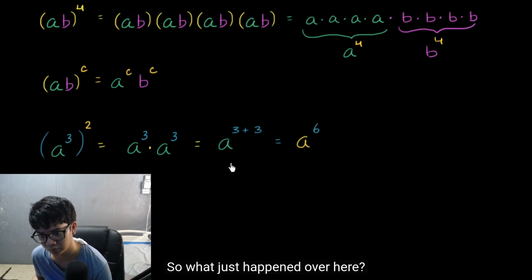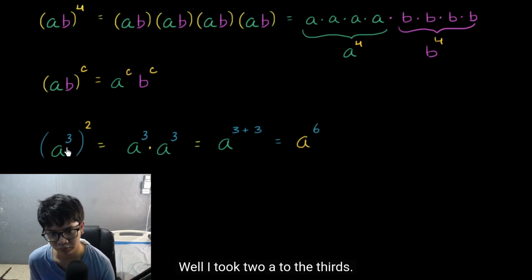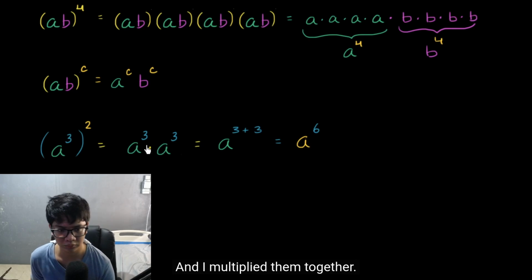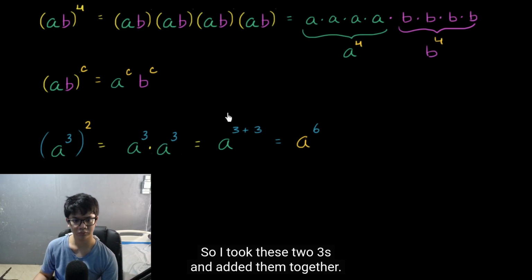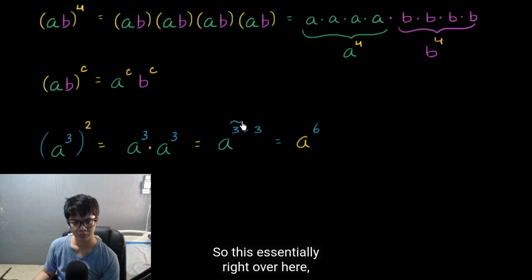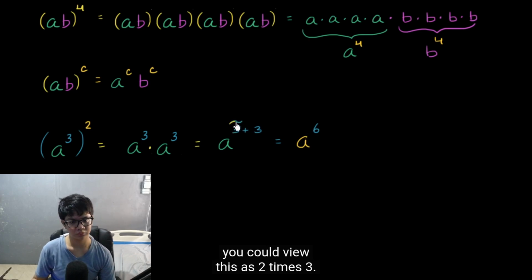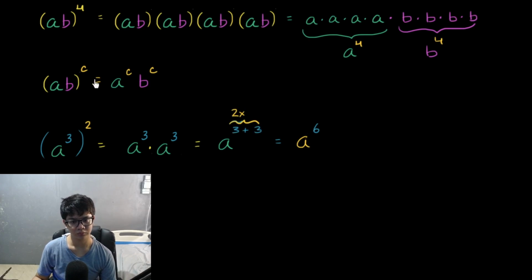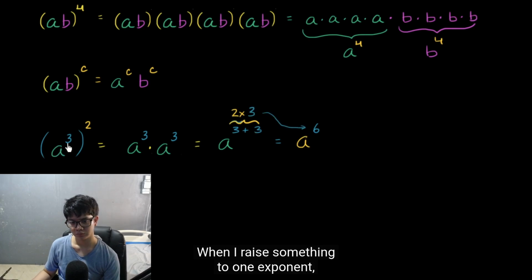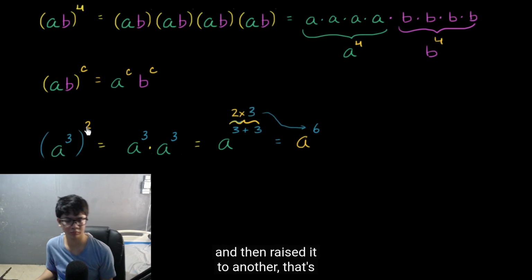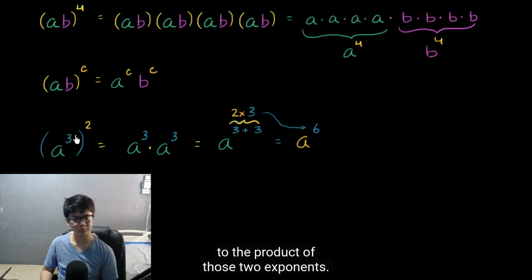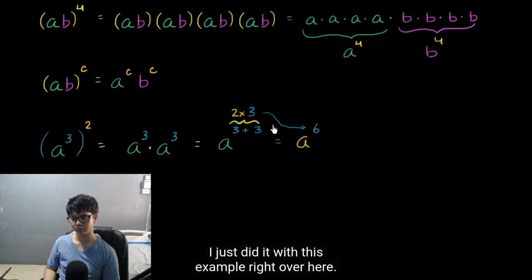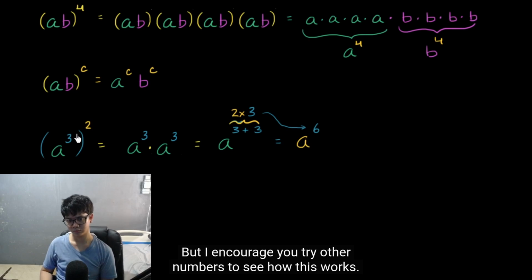So what just happened over here? Well, I took two a to the thirds and I multiplied them together. So I took these two 3's and added them together. So essentially, you could view this as 2 times 3. That's how we got the 6. When I raised something to one exponent and then raised it to another, that's equivalent to raising the base to the product of those two exponents. I just did it with this example right over here, but I encourage you, try other numbers to see how this works.